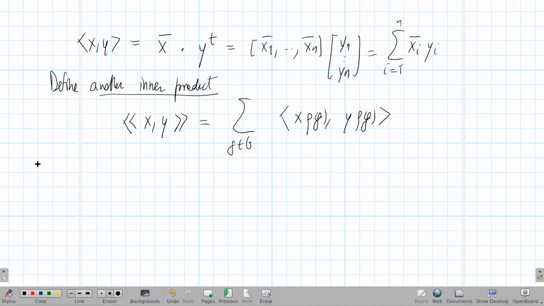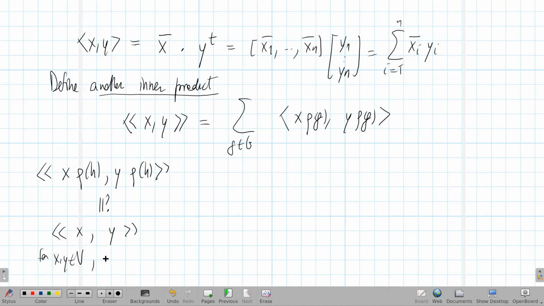Well, to show that the rho g are unitary with respect to this new inner product, I have to take an h in G and show, and here there's a question mark, that this equals the inner product of x and y. This for x, y in V and for h in G. This means that the rho h are unitary. So this has to be proved. Let's see how it works, but it's a trick that you should know.